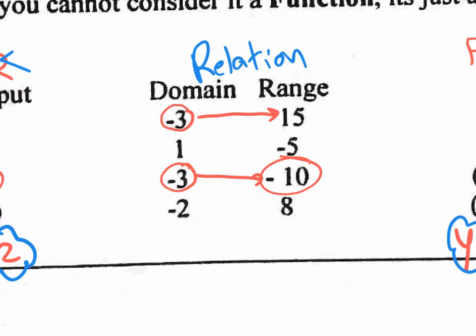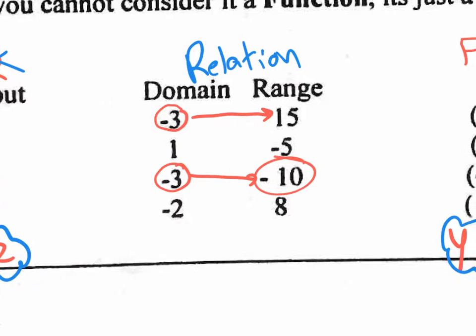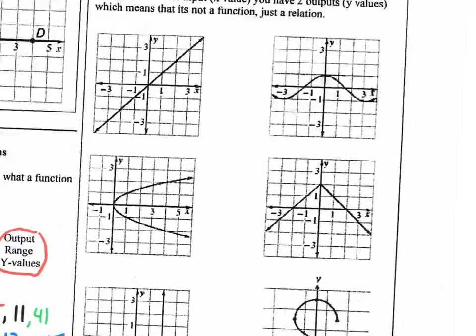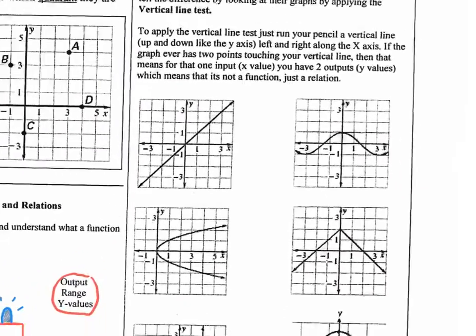There's some type of relationship going on, but I cannot narrow it down to y equals something x plus something, right? It just doesn't work. So we need to be able to analyze numbers like that and state whether it's a function or just a relation, but we also need to be able to analyze graphs and state whether it's a function or a relation.